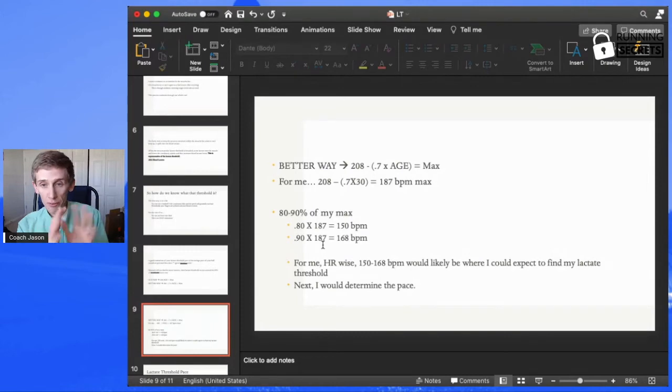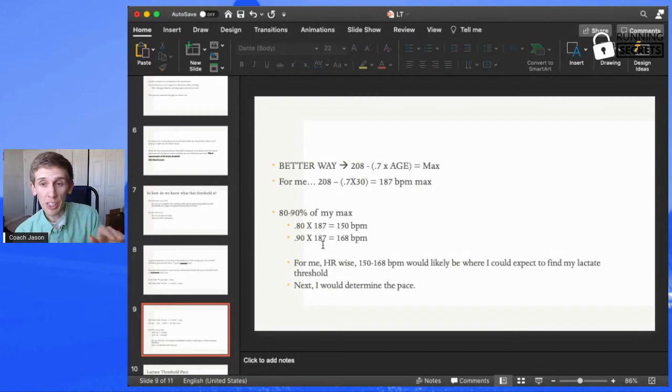So that's what the formula spits out for me. 80 to 90% of my max heart rate would be about 150 to 168 beats per minute. Pretty realistic, I think. I don't wear a chest strap all the time, but I do know when I'm working hard, that's usually where my heart rate's sitting at. I know on race day, it's usually a little bit higher, but that's a pretty good, accurate value of what I've been doing.